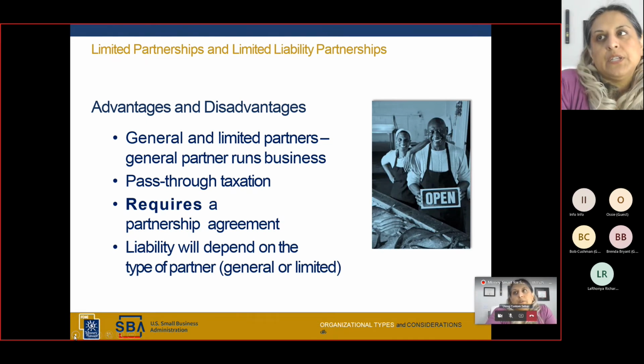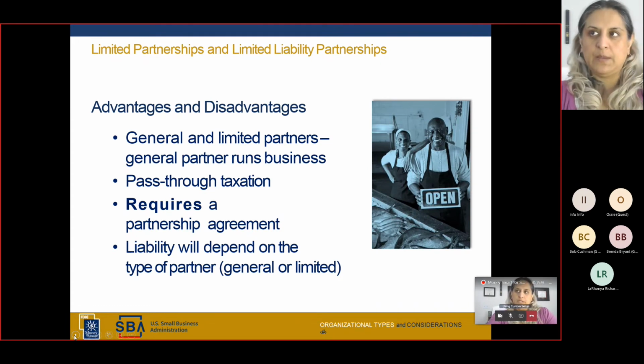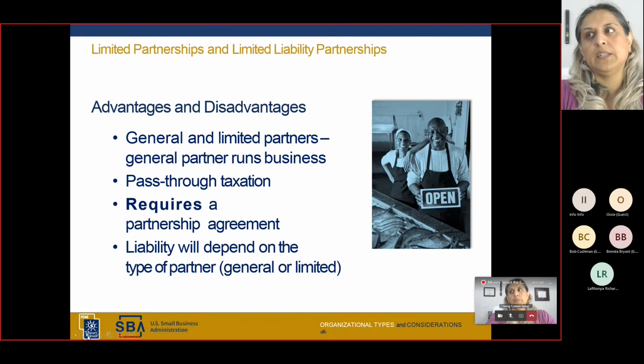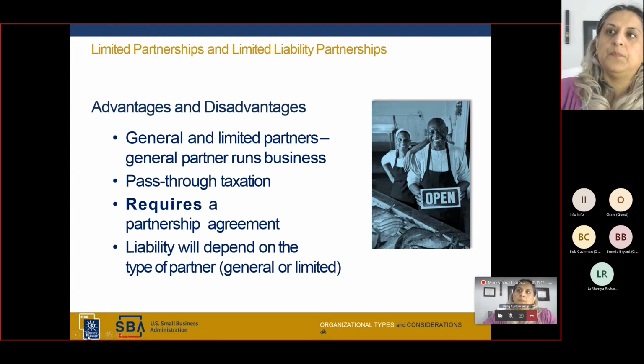Okay, so limited partnerships. Your limited partnership and your limited liability partnerships are two other organizational options for two or more people who plan to maintain a business for profit. Some jurisdictions only allow those who are licensed to practice certain professions, such as law or accounting, to be eligible for the LLP structure. That's the limited liability partnership.